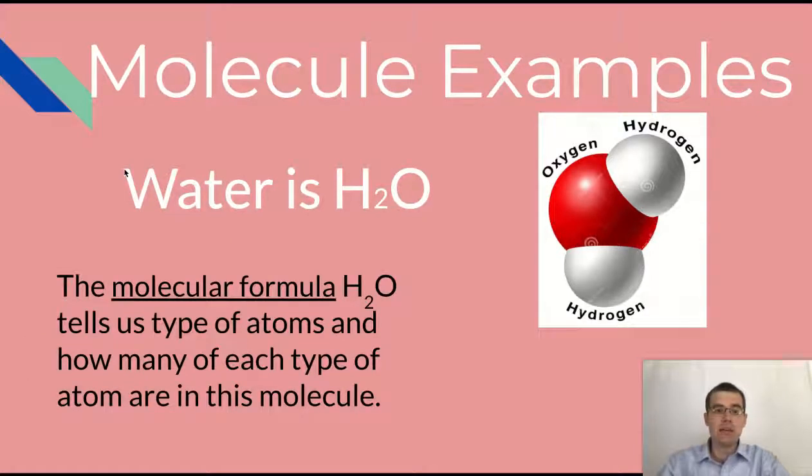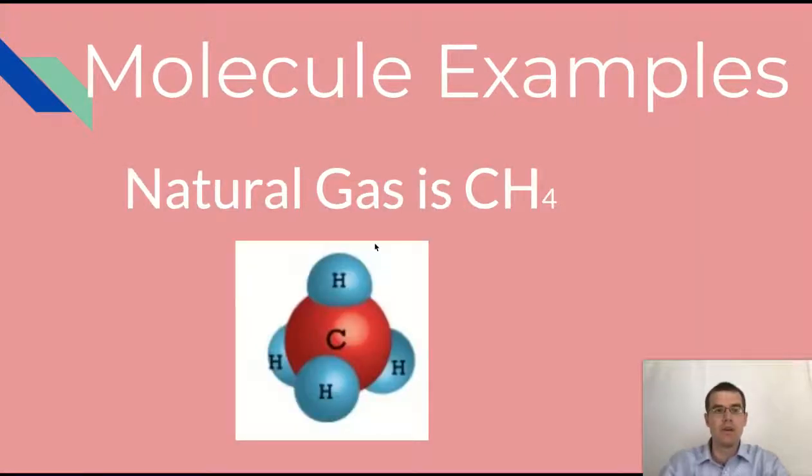And that's where our formula comes from. We look at the fact that there are 2 hydrogens, and so when we write the H, we put this 2 after it and then O. So the molecular formula H2O tells us the type of atoms and how many of each type of atom are in the molecule. What about this one? CH4. How many carbons and how many hydrogens?